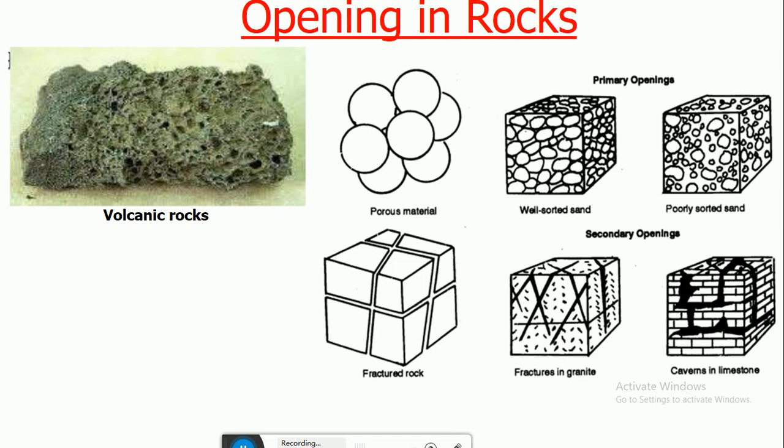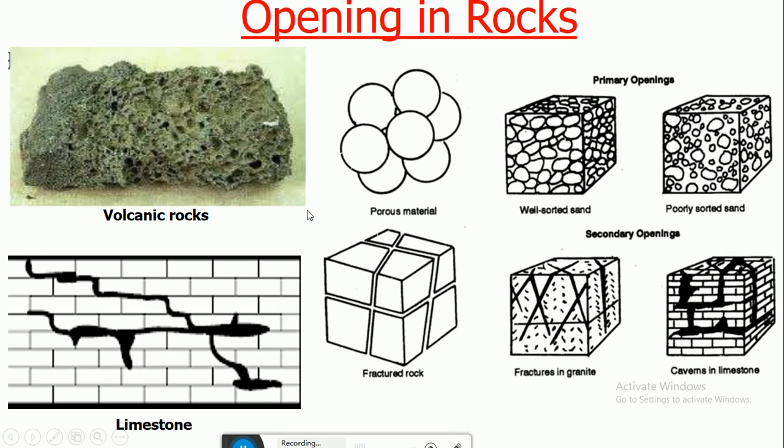The porous material, well sorted sand, has primary openings. Pores in sand, gravel and other unconsolidated deposits are primary openings. If the voids were formed after the rock was formed, they are referred to as secondary openings. Fractured rock, fractures in granite, and caverns in limestone are the most important examples. This is volcanic rock formed at the formation of the rock, and this is a secondary opening formed after the formation of the rock, that is limestone.